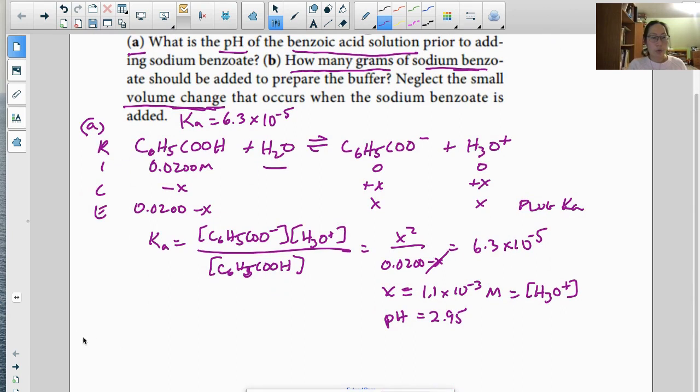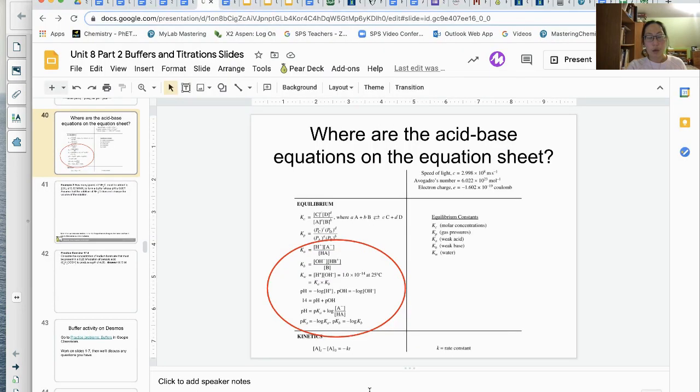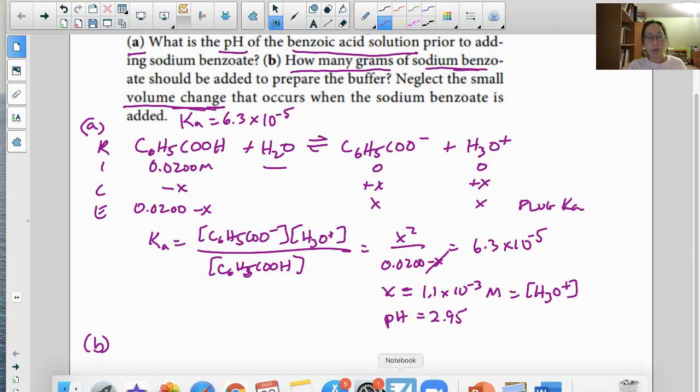Okay, so how do we do this? We can do this either using RICE or Henderson-Hasselbalch. Okay, so first we're going to do this problem from the viewpoint of the RICE table. There are different ways that you can do this. I'm going to just set up the whole table again.